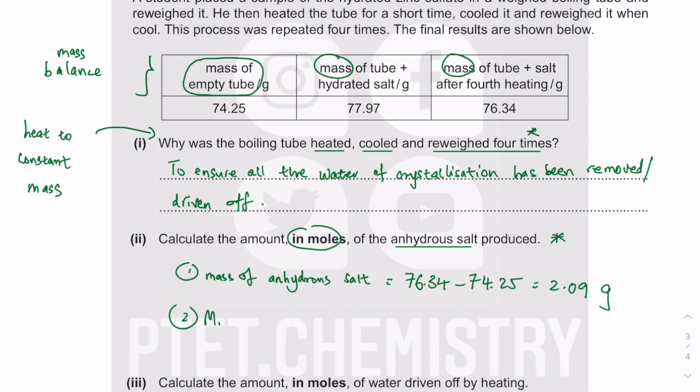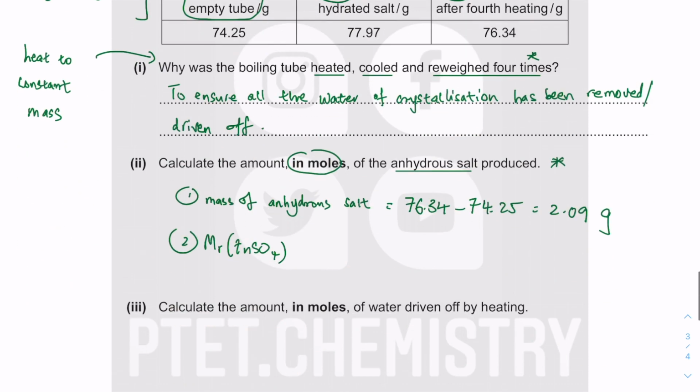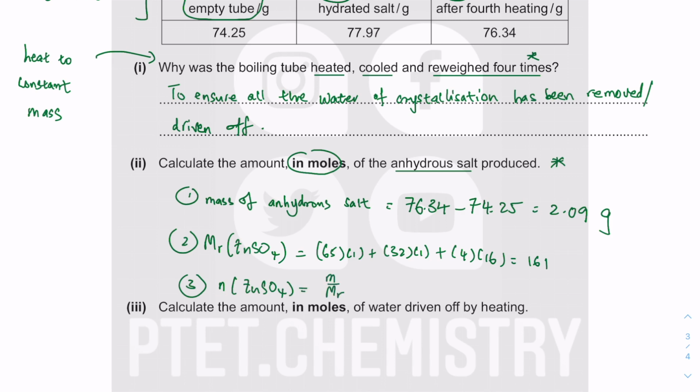Okay. We need the MR of the zinc sulfate because that is the anhydrous salt, ZnSO4. So off you go to your periodic table. You have zinc, which is 65 times 1. And then you have 32, which is the AR for sulfur, times 1. You have 4 oxygen, so 4 times 16. You get 161. There's the molar mass. So the mole, if I just use the short form, n(ZnSO4), is going to be mass over MR, and that is 2.09 over 161.